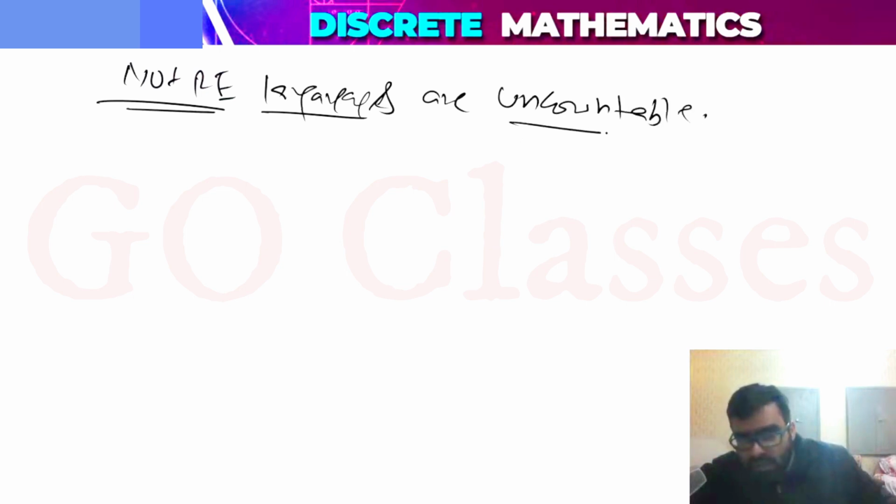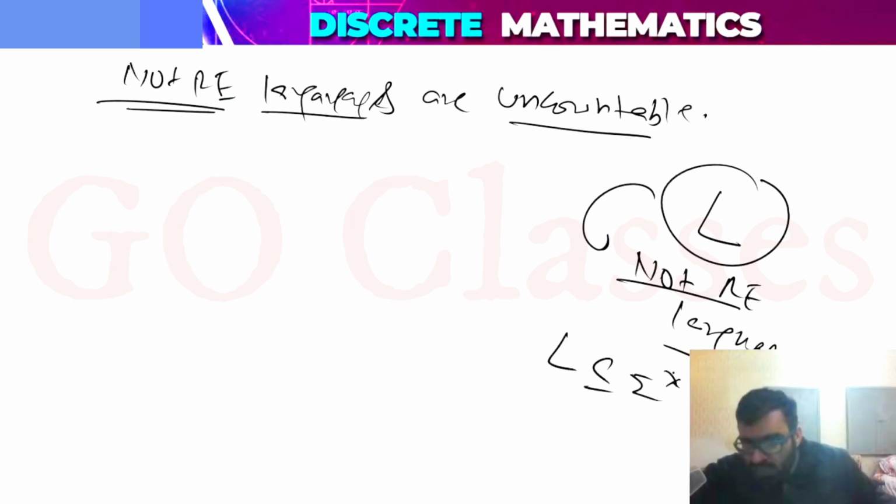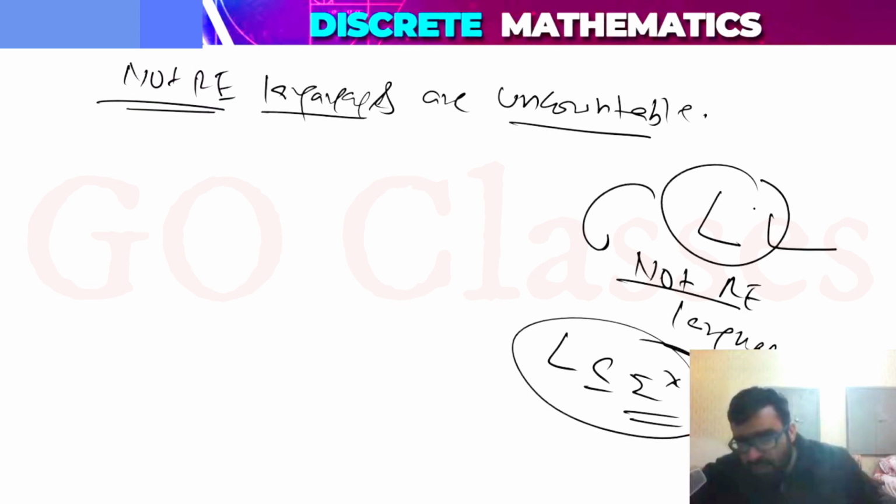And then they argue with me that, sir, not RE languages are uncountable, while you are saying a not RE language is countable. I am saying that because even a not RE language is also a language. Let's assume you have L and this L is a not RE language. It is also a subset of sigma star, and you already know sigma star is countable. So this not RE language L is also countable.